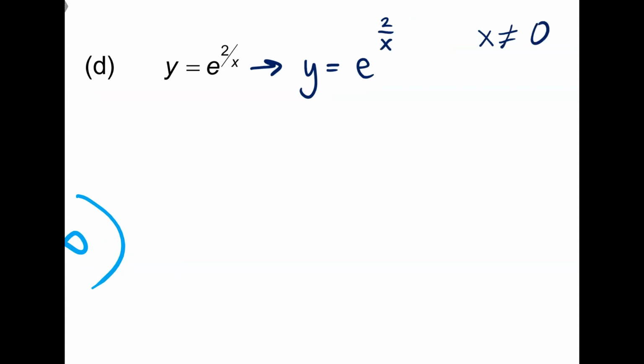What happens if x equals 0? It'll be undefined because you can't divide by 0. Exactly. Do we know roughly what this will look like?